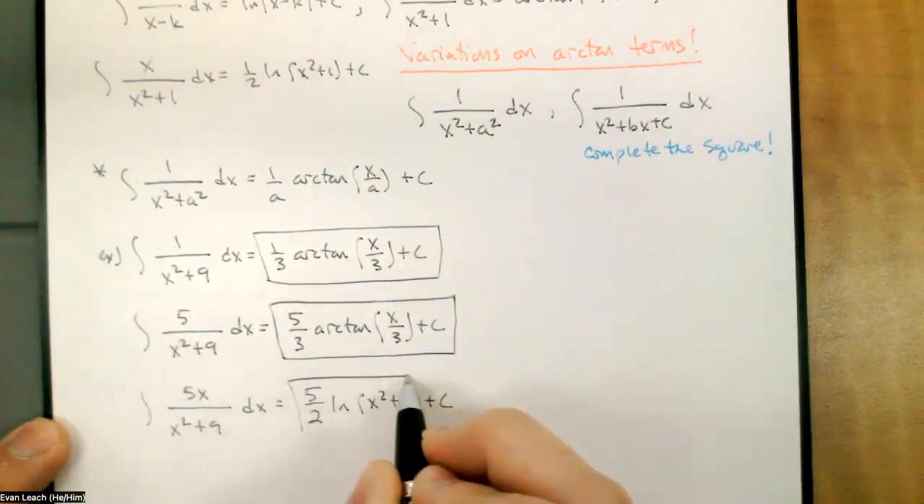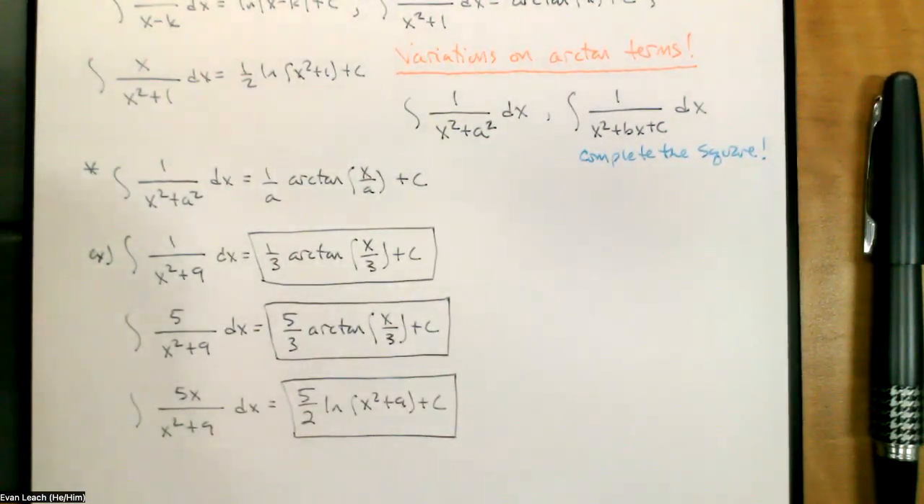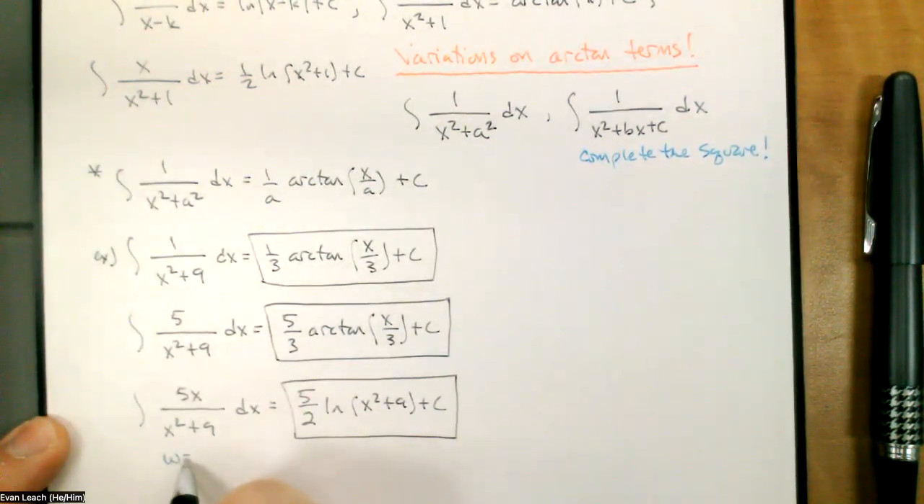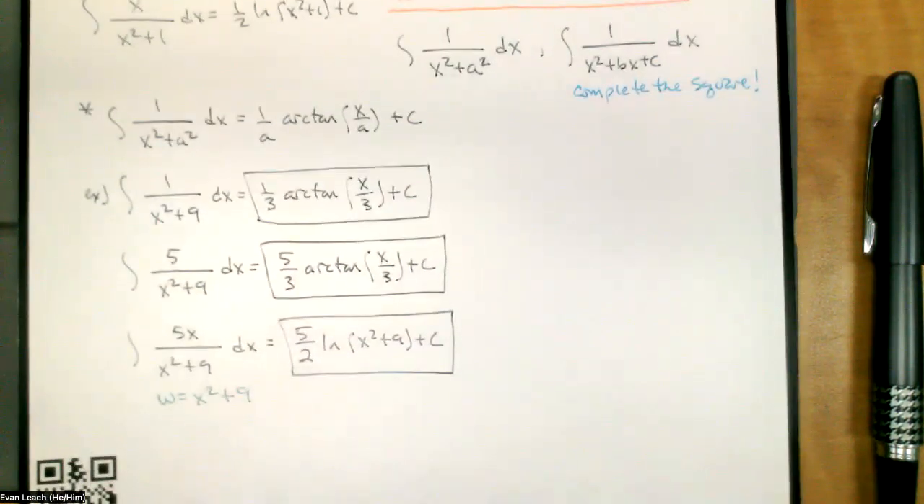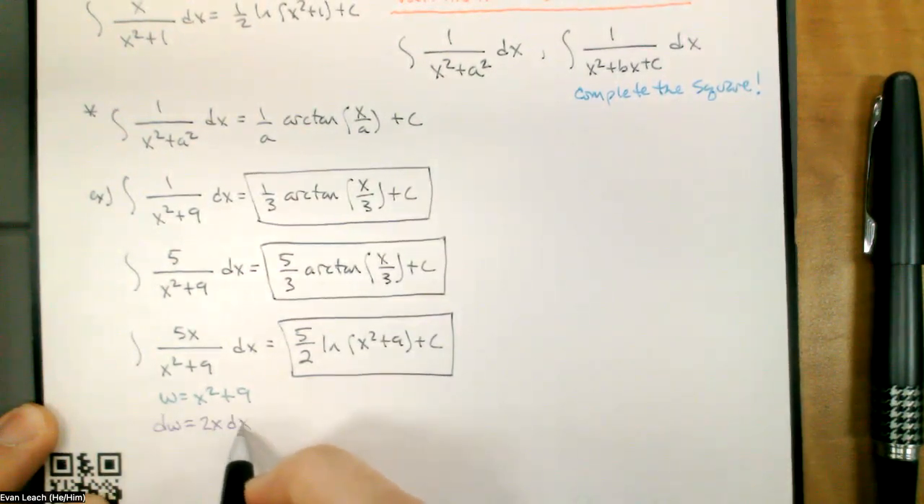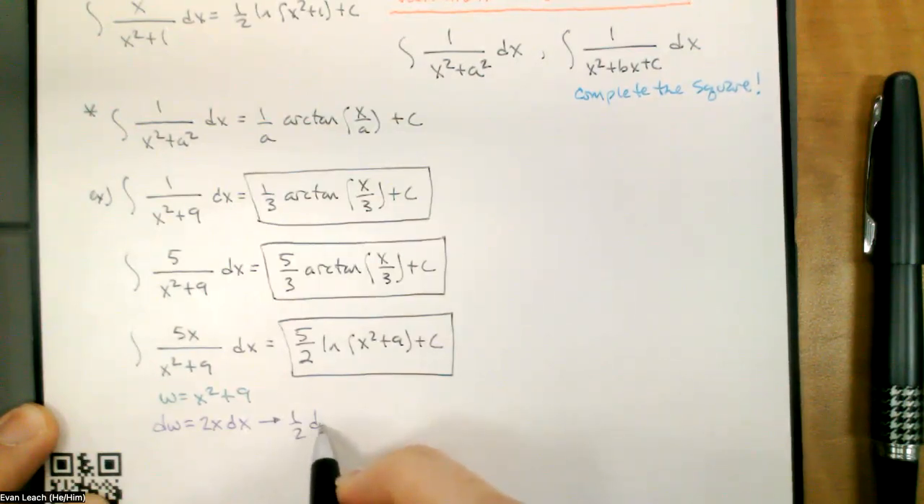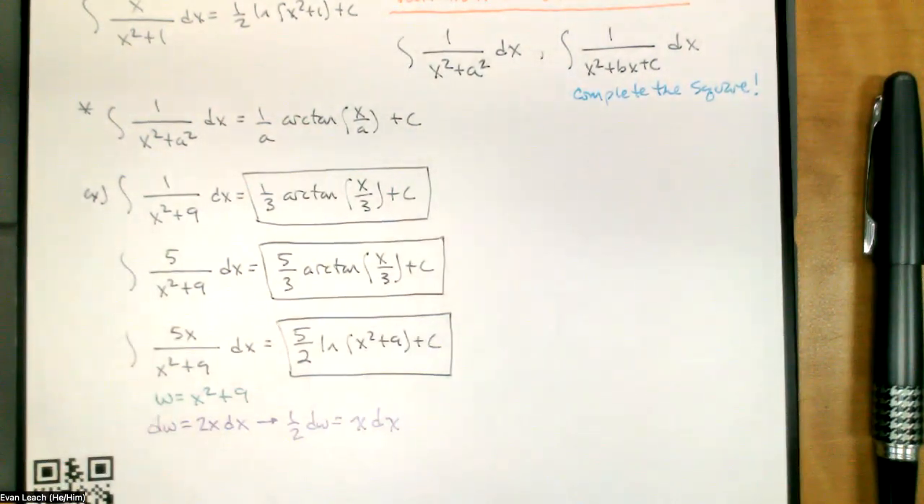So this one is just a regular substitution, w equals x squared plus 9. And in the substitution with the natural log, the plus 9 drops out. So dw is 2x dx, so a 1/2 dw is the x dx. We weren't doing substitution in the previous one, at least we weren't doing substitution w equals x squared plus 9.